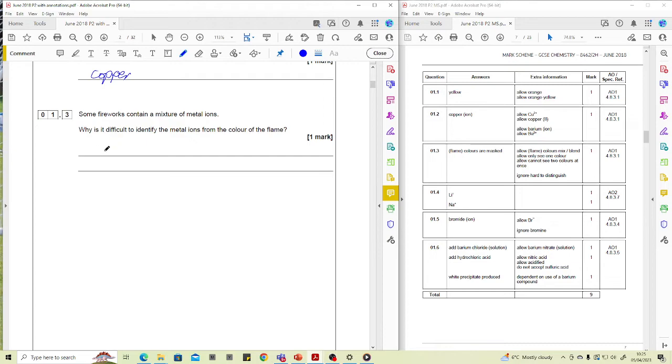Some fireworks contain a mixture of metal ions. Why is it difficult to identify? Don't use pronouns. The metal ions can mask each other's colours.